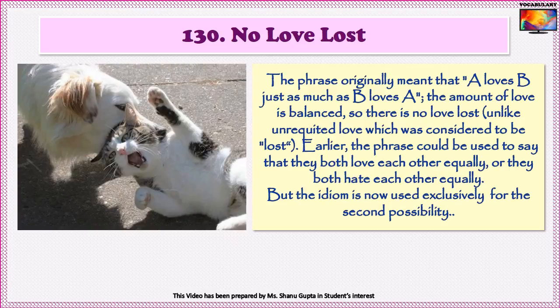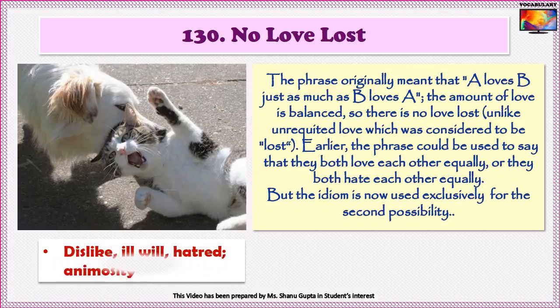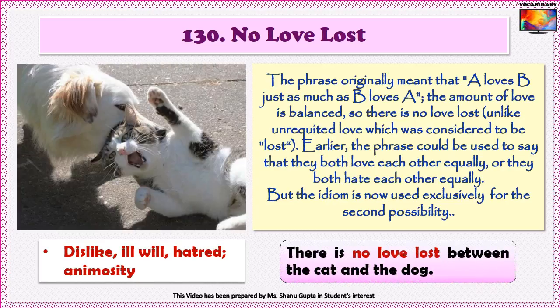So, if there is no love lost between A and B, it means that there is dislike, ill will, hatred, and enmity between the two of them. For example, we can say that there is no love lost between the cat and the dog, as we know that these two species of animals are enemies by nature.